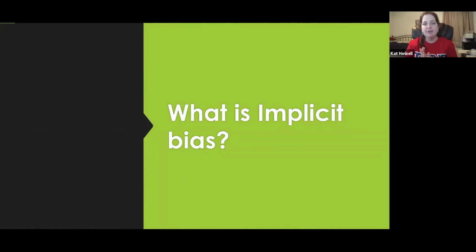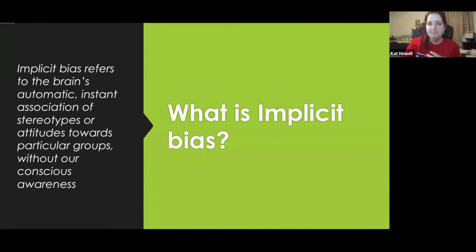So what is implicit bias? We're just going to jump right in and post a definition and then have our first discussion question. Implicit bias refers to the brain's automatic, instant association of stereotypes or attitudes towards particular groups without our conscious awareness. So that's just the definition right there.